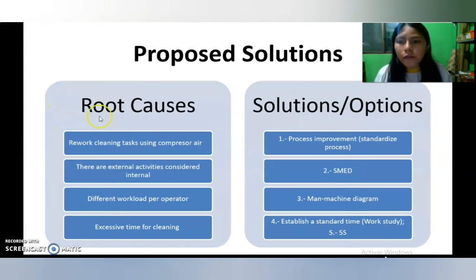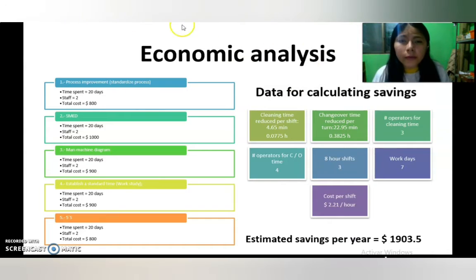Proposed solution. For each root cause, we have a solution or options. In this case, we have 5 solutions. The economic analysis will be made to estimate the total cost for each project, taking into account the duration of the project, the cost of personnel, and other things. As you can see, the total cost for project number 1 is 800.